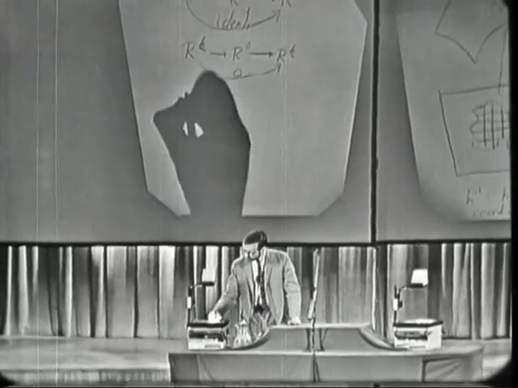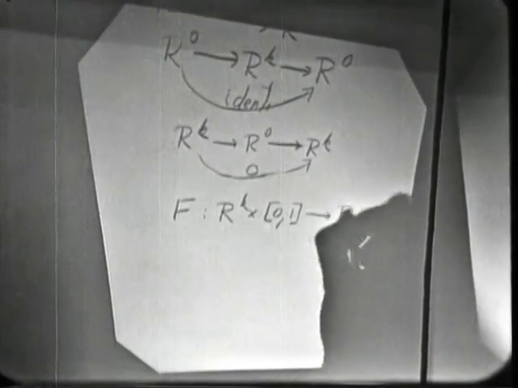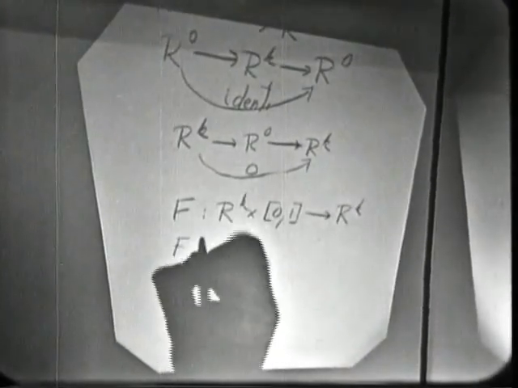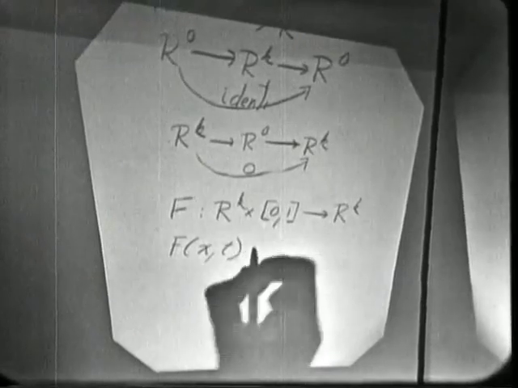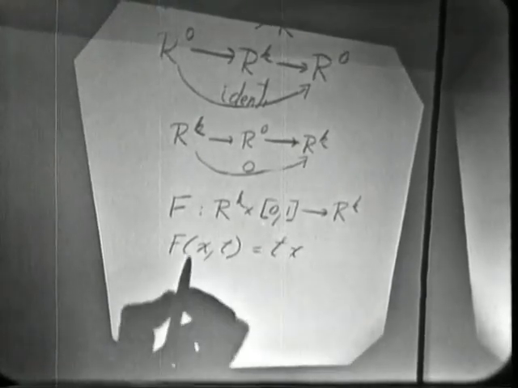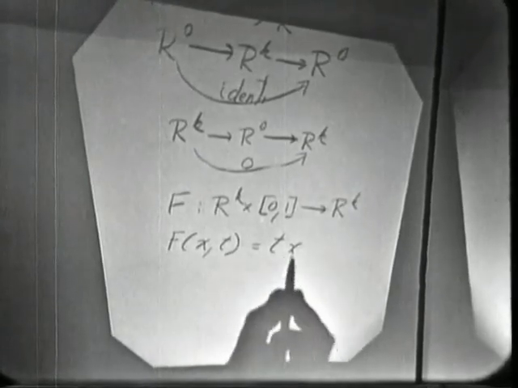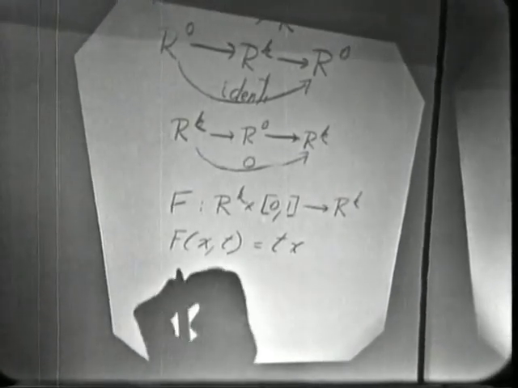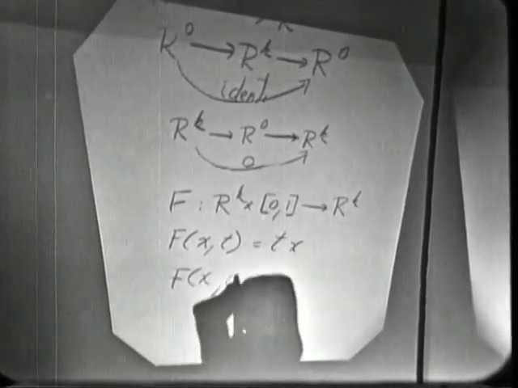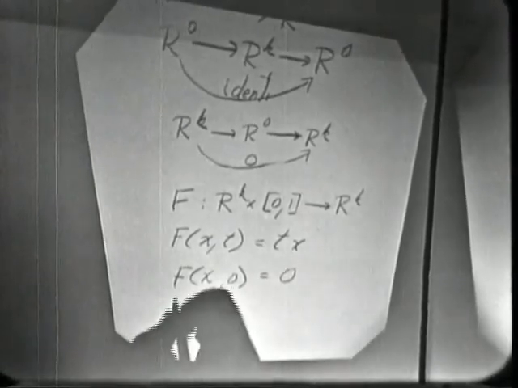And proof, I'll define f mapping R^k across the unit interval into R^k by the formula f(x,t) equals t times x. Here I'm thinking of x as a vector and t as a real number between 0 and 1. This is the usual multiplication of a vector by a number. And then we see that f(x,0) is always equal to 0, and f(x,1) is always equal to x, so that we have a homotopy between the 0 mapping and the identity mapping.